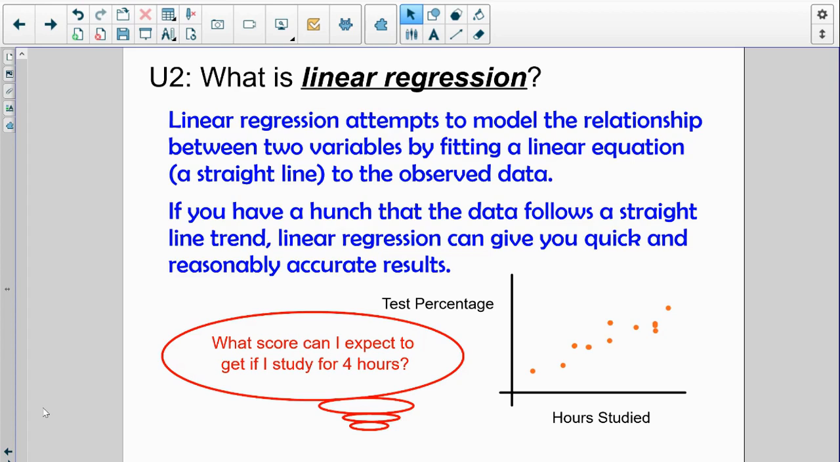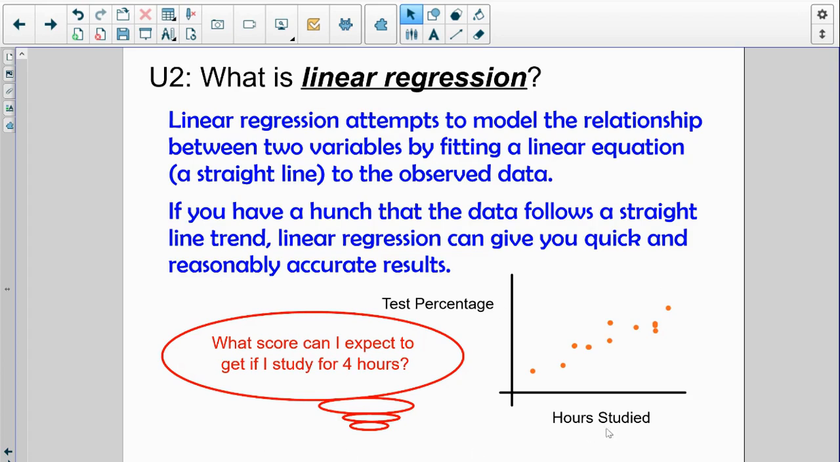And regression is really describing a process for how we show a relationship between two variables, or how we could maybe even use that to predict future values. So if you have a hunch that the data follows a straight trend line or a line trend, linear regression can give you a quick and reasonably accurate result.